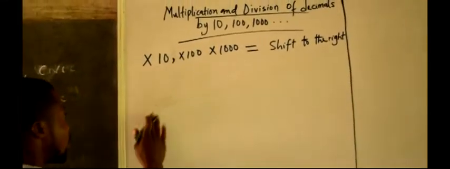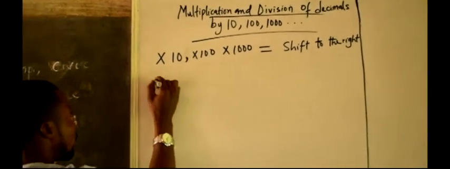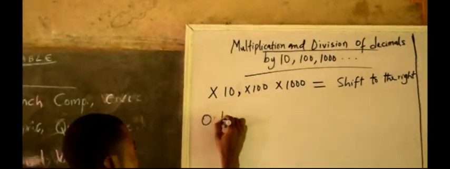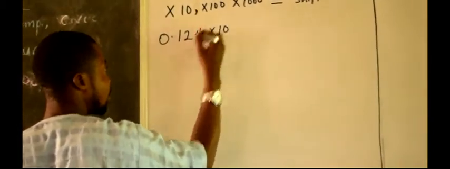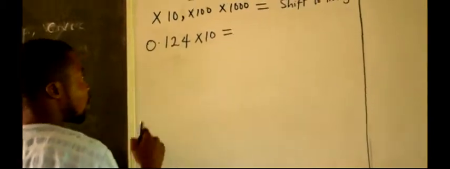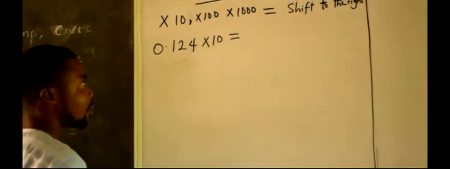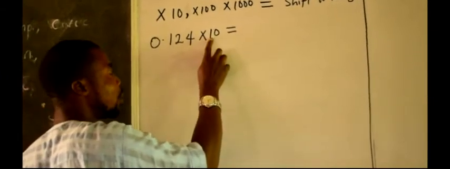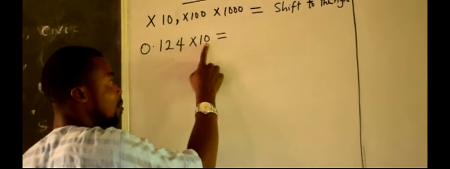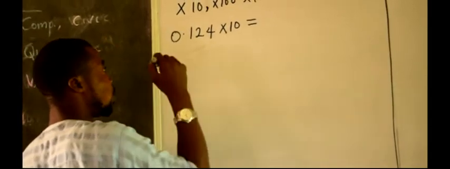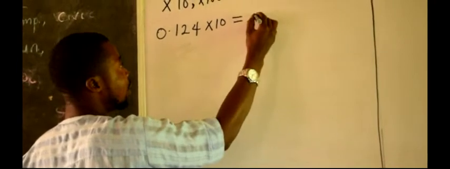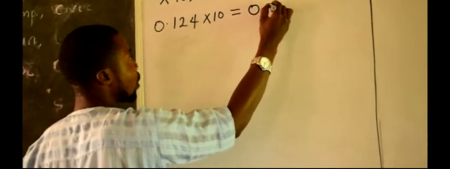What I'm saying is this. You have 0.124 multiplied by 10. If you look at 10, how many 0s has 10? It is 1. The point will shift to the front with one figure. That is, it will jump one figure and stay here.